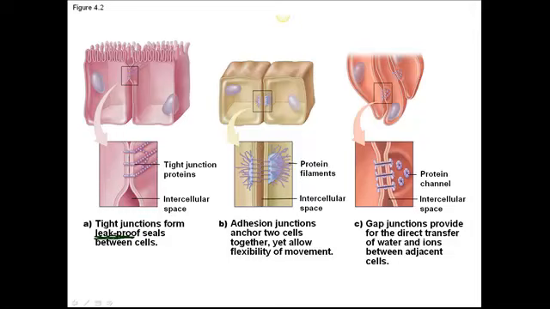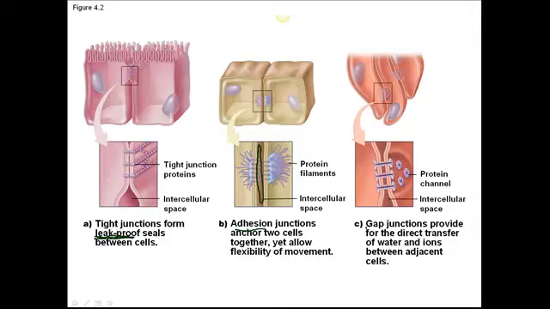And then here we have these adhesion junctions. And you see the fibers are looser here, so it allows intercellular fluid between these cells. So this is not a tight junction. This is an adhesion junction. It just loosely holds the cells together. And it allows movement and a lot of flexibility.